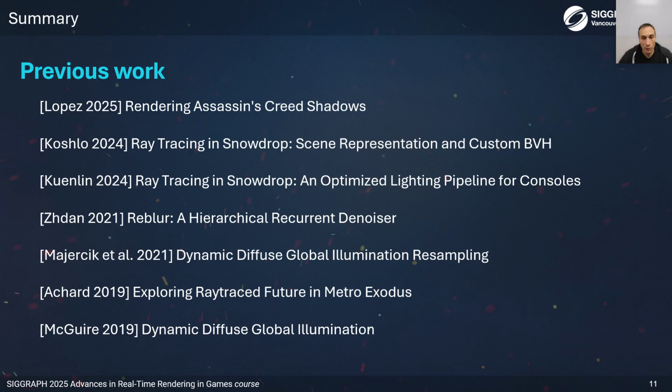We'll look today at how we have implemented such a GI system to achieve the quality and the speed seen in Assassin's Creed Shadows, a large dynamic open world containing, among other things, a lot of vegetation and also running on multiple platforms.